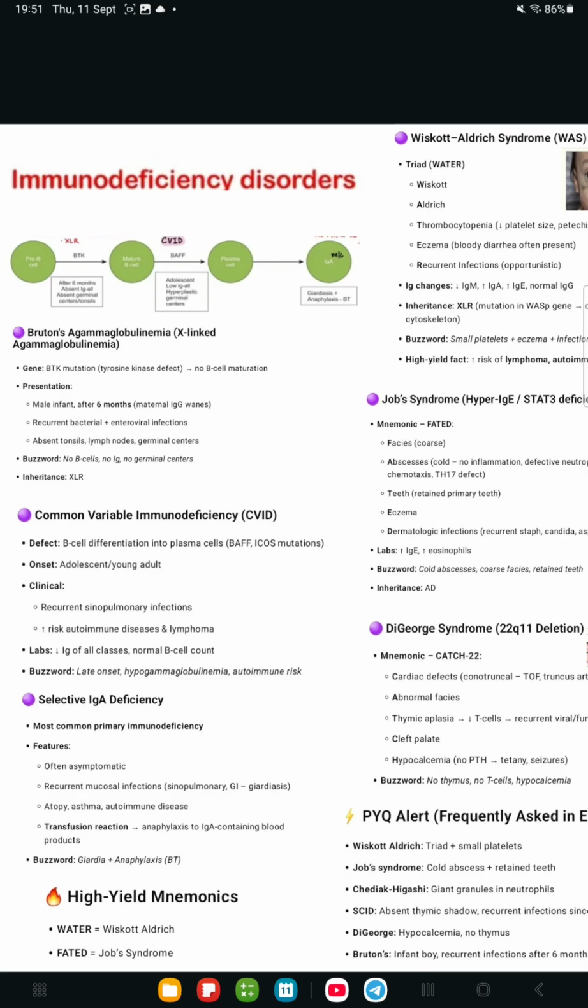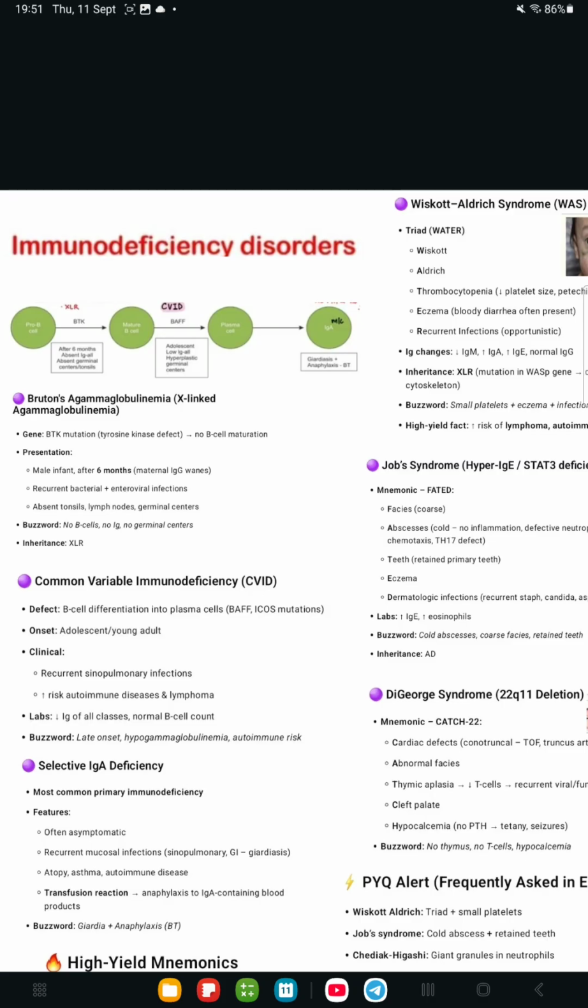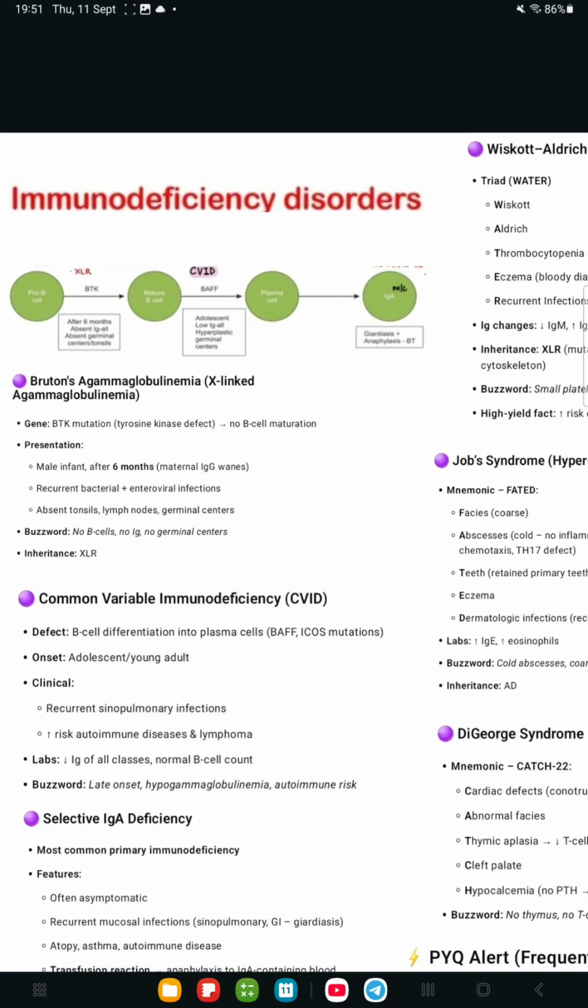We'll start with this line diagram. Here we have to understand that in immunodeficiency disorders, we have these B cells which provide us humoral immunity. So we'll study initially the B cell disorders, then we'll go with T cell disorders, and B plus T also. Okay.